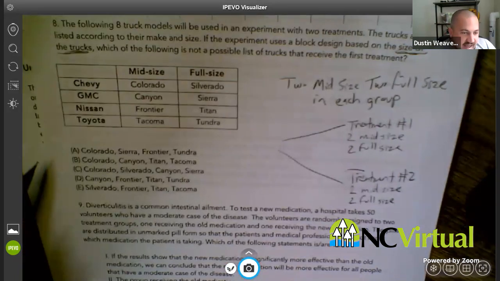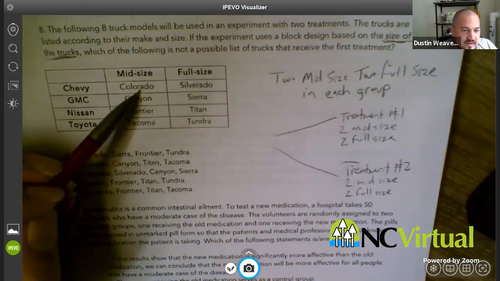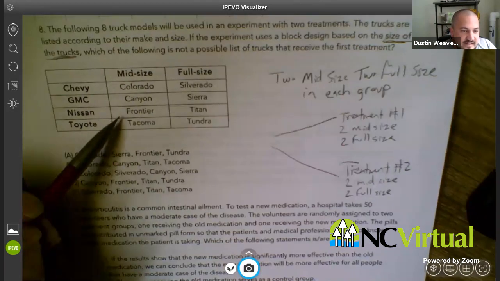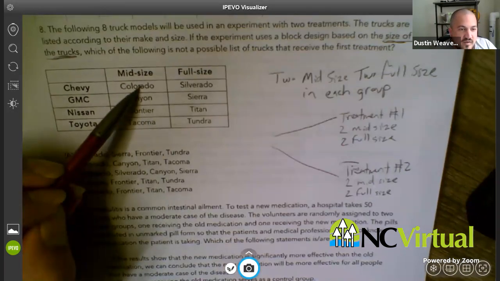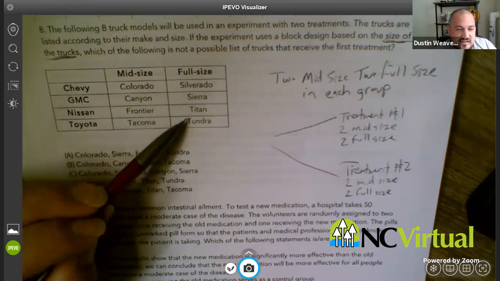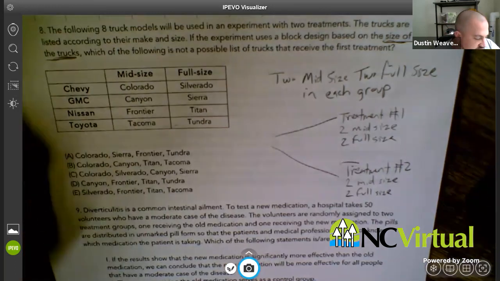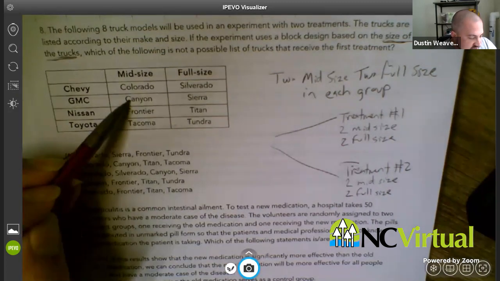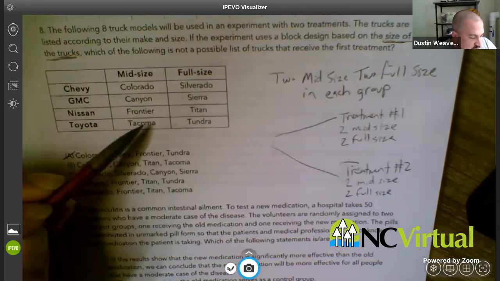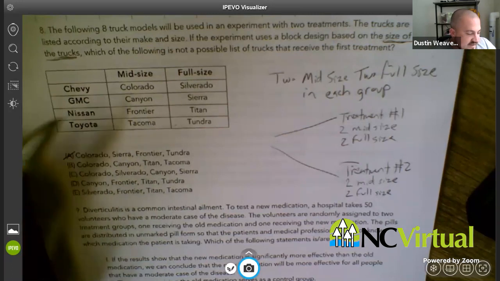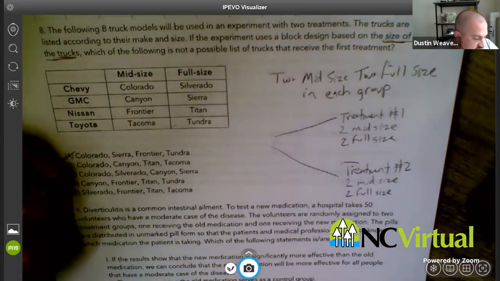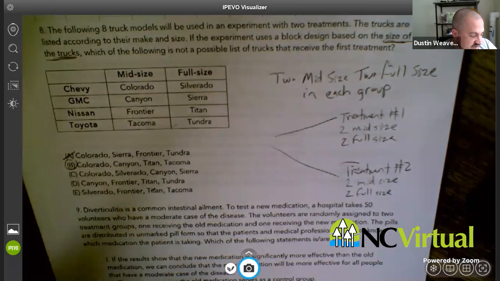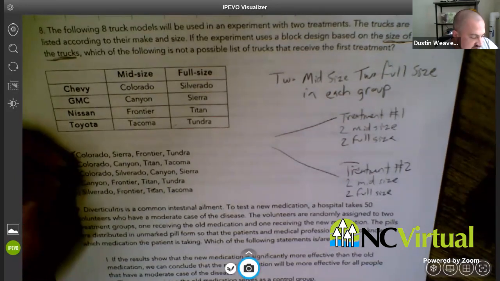Okay, so let's look at A. Colorado, Sierra, Frontier, Tundra. Colorado and Frontier are mid-size. Sierra and Tundra are full-size. That's 2 and 2. That's good. B. Colorado, Canyon, Titan, Tacoma. Well, in this one, there's 3 mid-size and 1 full-size. So B can't be an answer. So that is going to be our answer here.